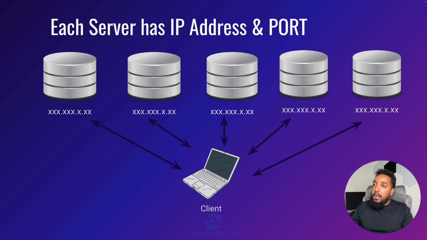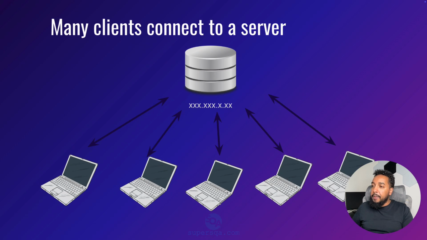All right, so this is basically what I just said. Every server would have its own IP address, meaning the location. An IP address is like a physical address, but it's for computers. Every computer has its own IP address, and the client is going to connect to that server using the IP address. At the end of the day, that's what's happening. And then you can have multiple clients connecting to the same server.